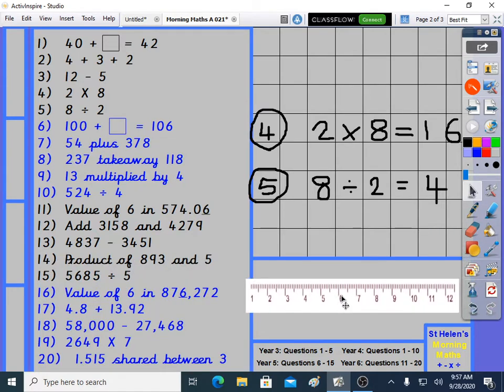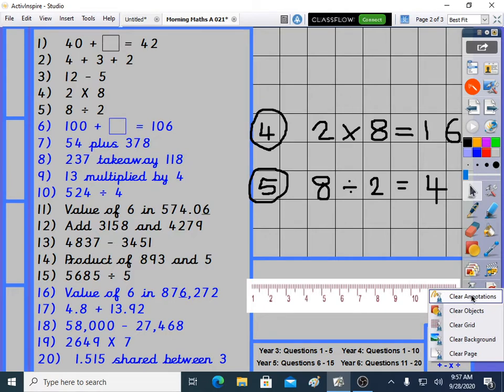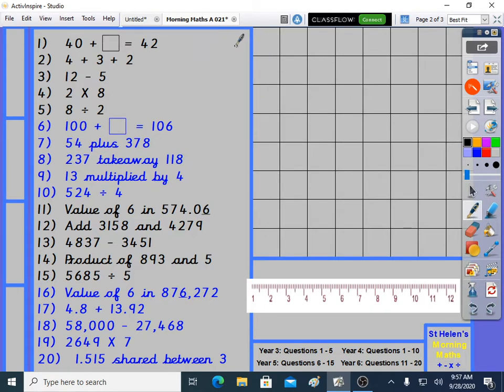Right, on to year 4 level work. Question 6, right, 100 plus something equals 106. We've got the 100, the something must just be the 6 to get up to 106. 100 plus 6 is 106, isn't it? We can see that. So you write this out, and in the missing box goes the 6.